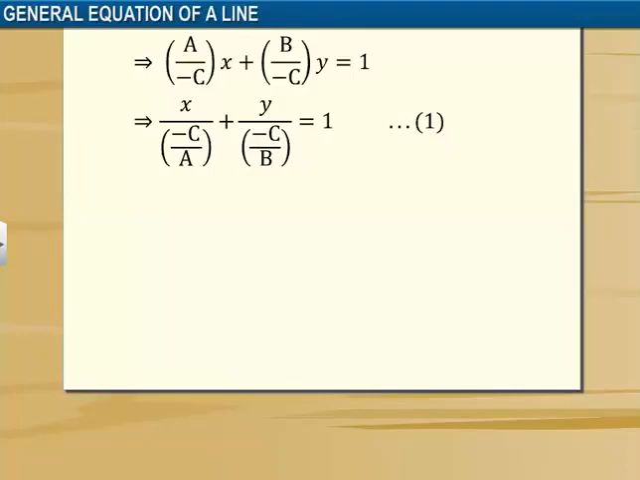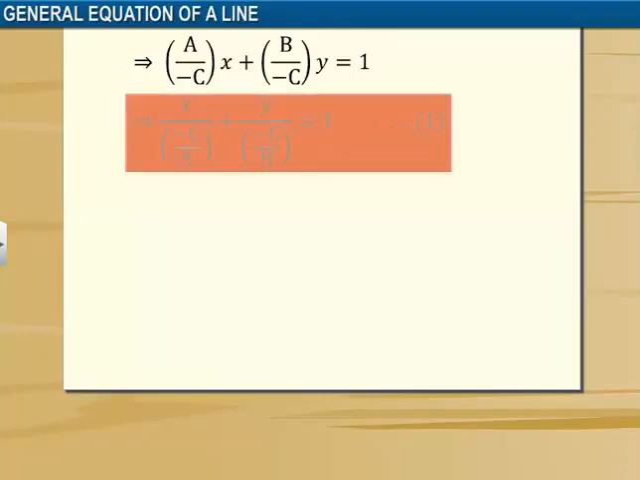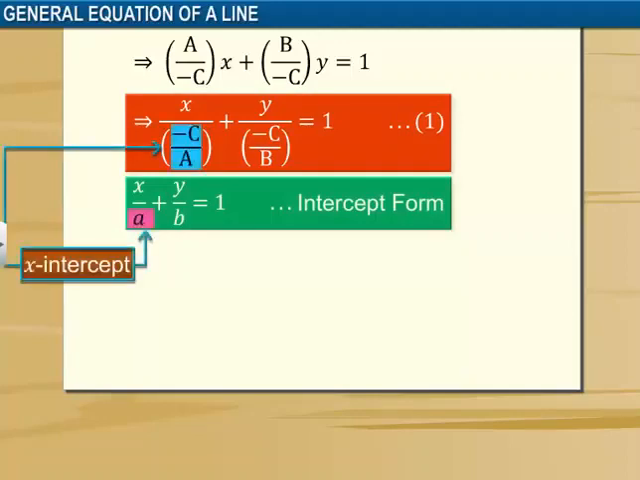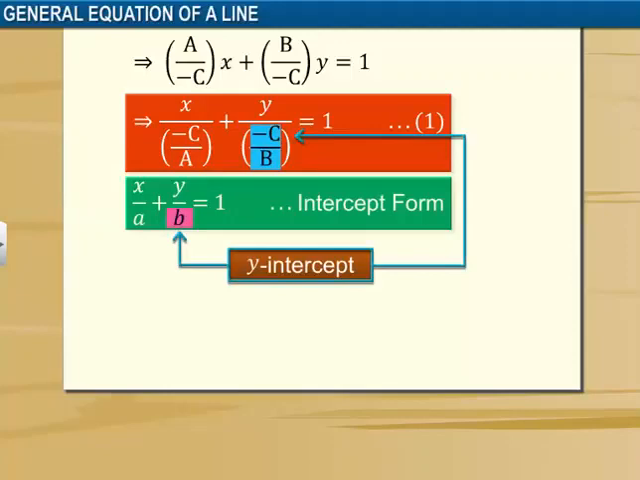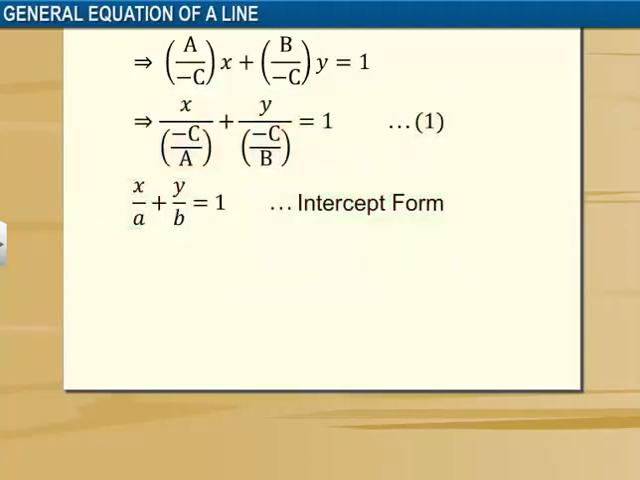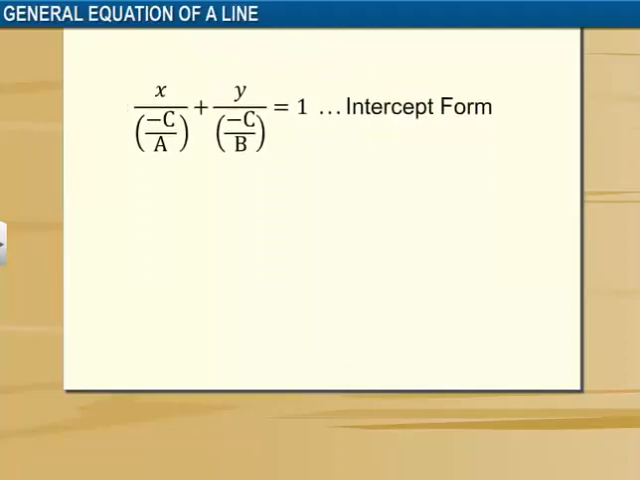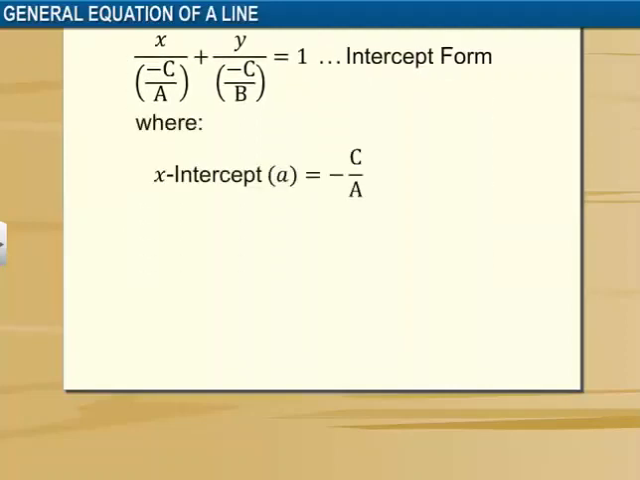Equation 1 is similar to the intercept form of the equation of a line, where the x-intercept a is given by minus c upon a, and the y-intercept b is given by minus c upon b. Thus, equation 1 represents the intercept form of the equation of a line, where the x-intercept is minus c upon a and the y-intercept is minus c upon b.